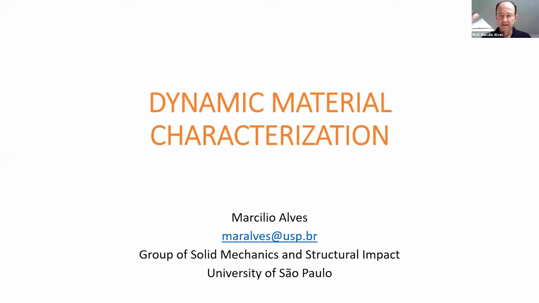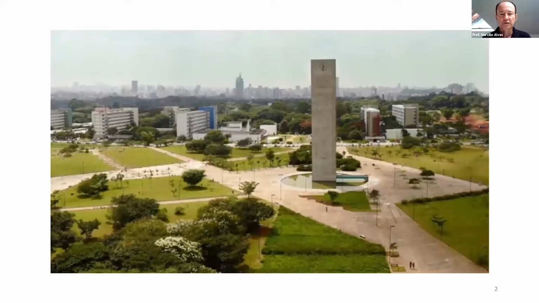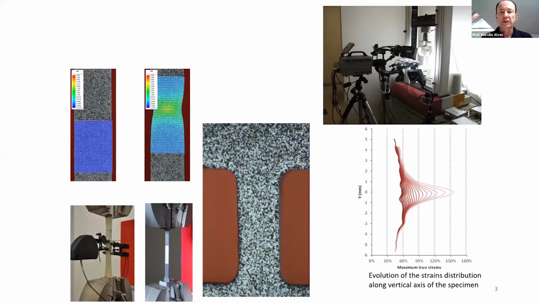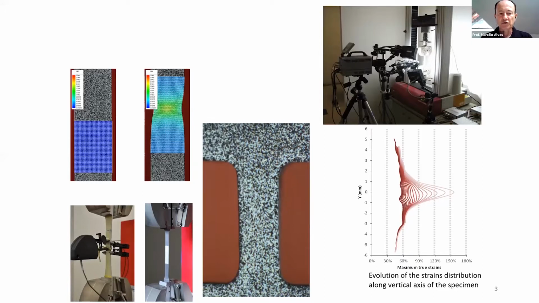And so first of all, this is my university here, an overview of the University of São Paulo in Brazil, state of São Paulo and city of São Paulo. The city is in the back there, you can see. The topic I'm going to talk about today is dynamic material characterization, but I'm going to make a bridge between this topic and the use of the information of material characterization in the study of components.